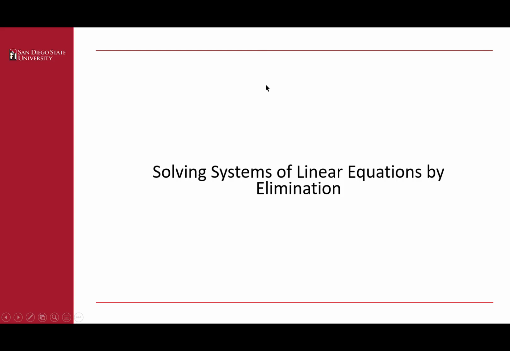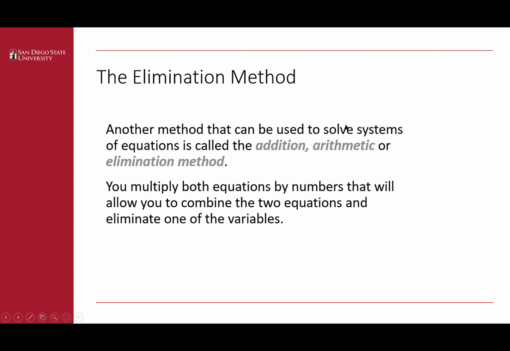Let's move towards the next technique of evaluating linear equation systems. It is the elimination technique, also called the addition technique or the arithmetic technique. Here we multiply both equations by numbers that will allow us to combine the two equations and eliminate one of the variables. After this point, we will get an equation containing only one variable. So we solve the equation for one variable and then get the second variable using the first variable.